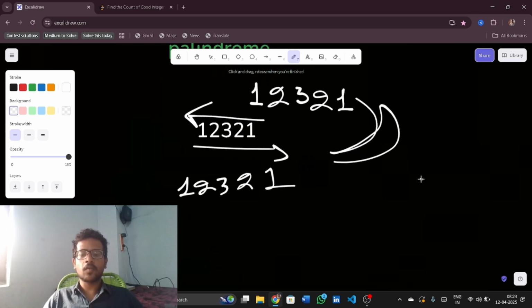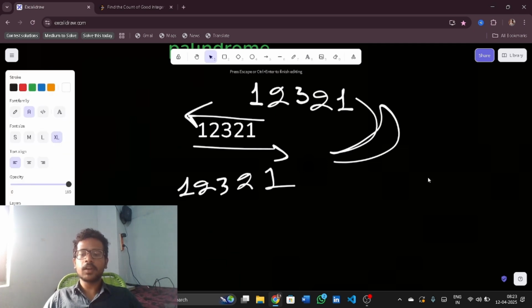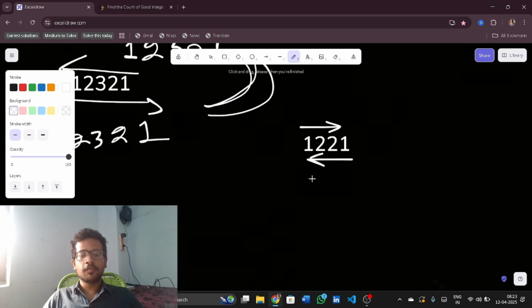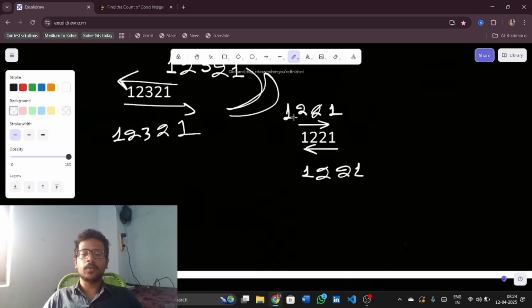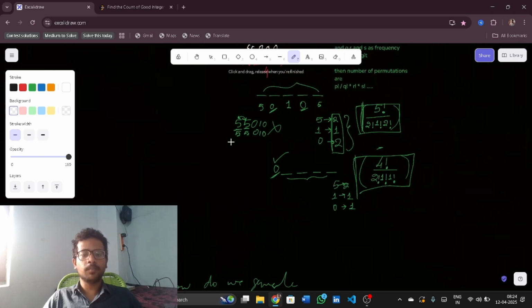You might ask, what if I have 1221? This is also a palindrome. When I read it from reverse and from forward, I get the same 1221, and if I read from reverse, it is 1, 2, 2, 1. Okay, now we know what a palindrome is, and how do we compute it?